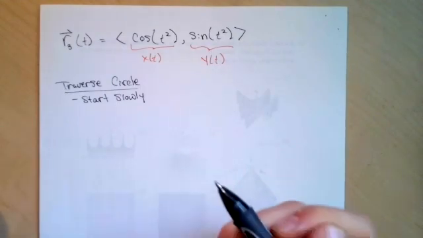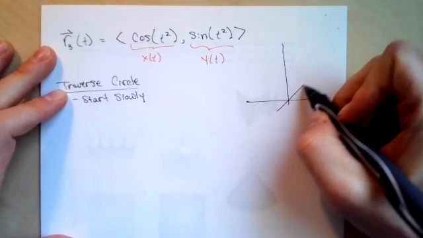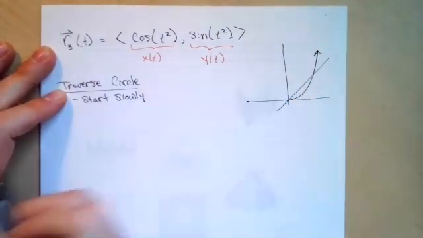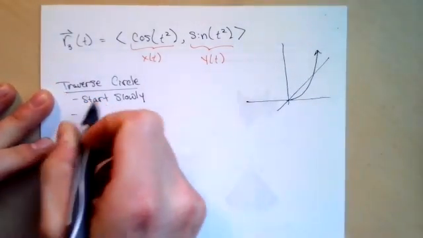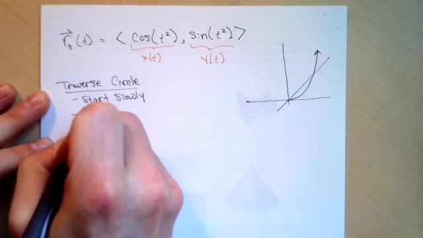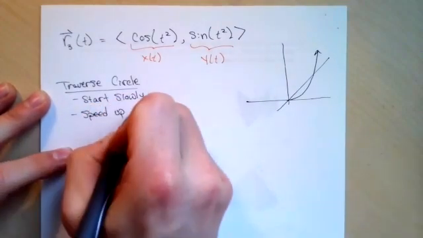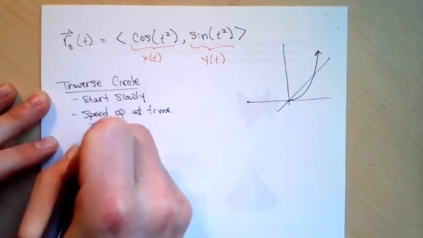But then as we understand the graphs of just t versus t squared, we know that t squared is going to increase. So it's going to speed up and continually speed up as time increases.